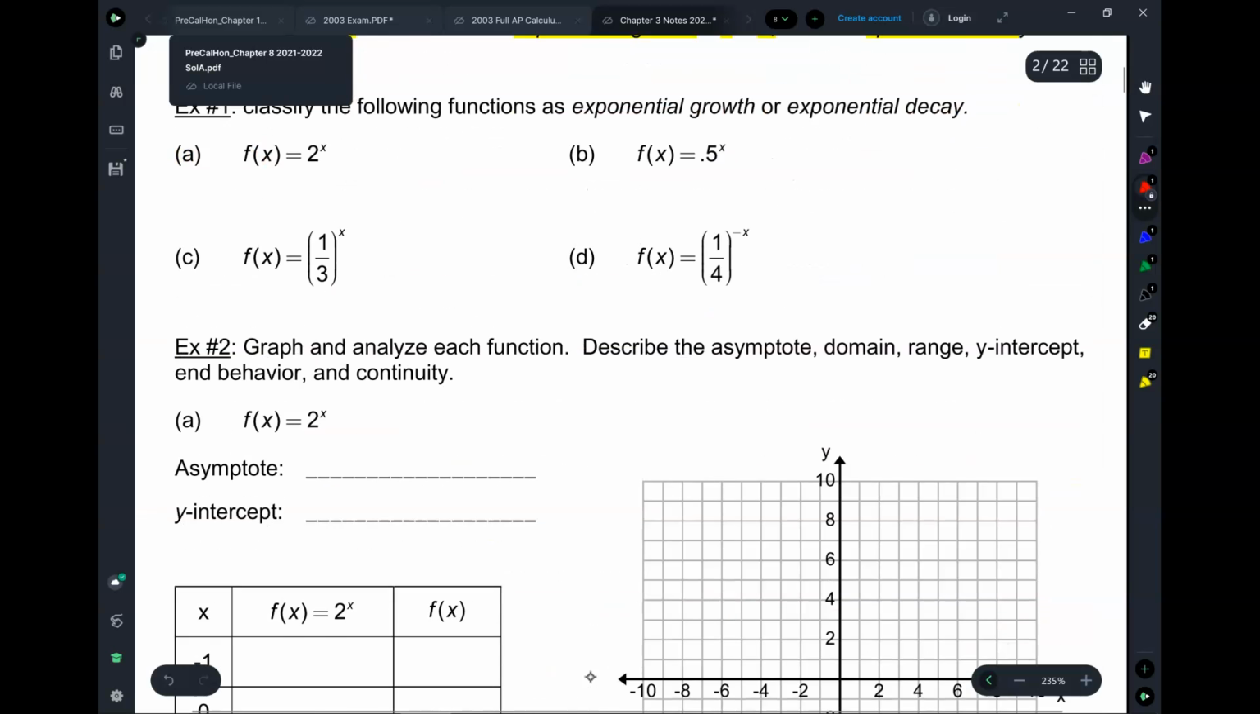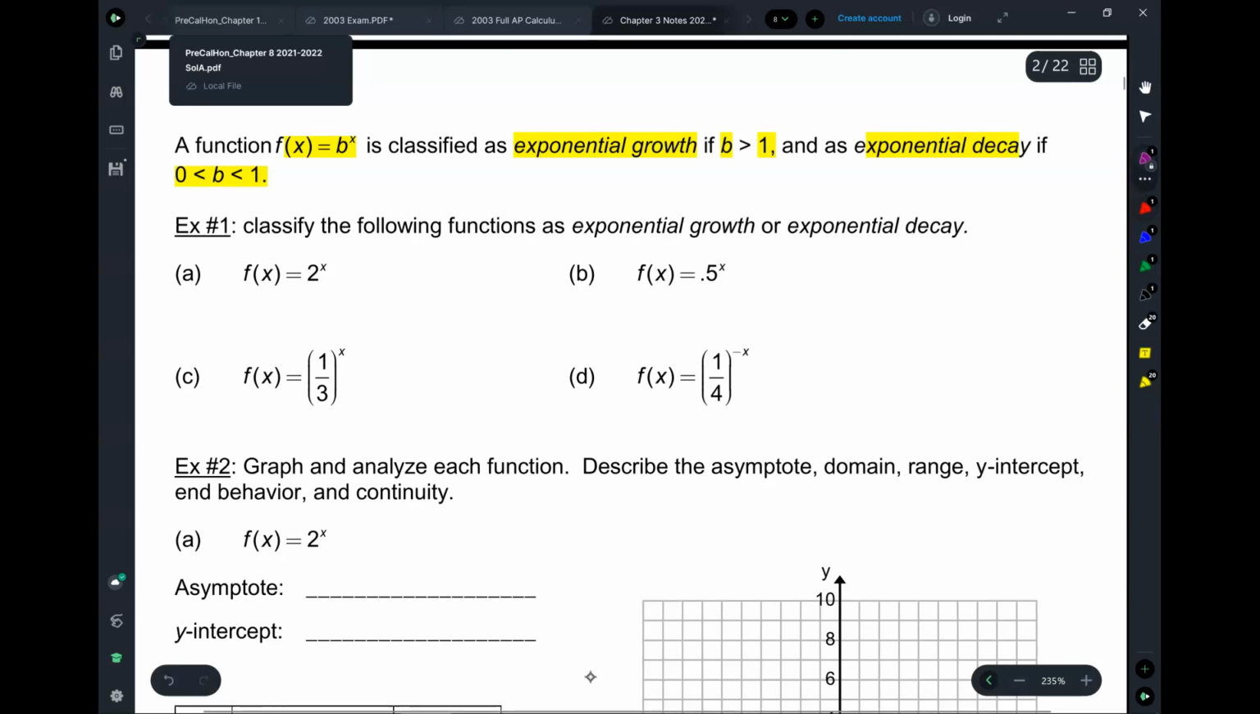Okay, so let's do a couple of examples. What do you think the first one is, growth or decay? Growth. How about the second one? B? So who does x belong to? 0.5, which is between 0 and 1. So decay. How about C? Decay. X belongs to 1/3, which is between 0 and 1. Decay. What about the last one?